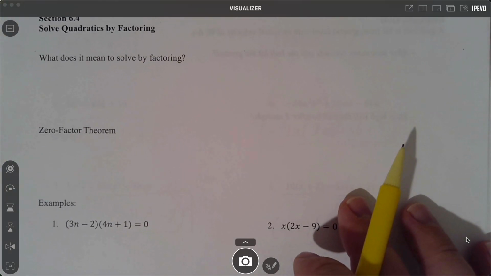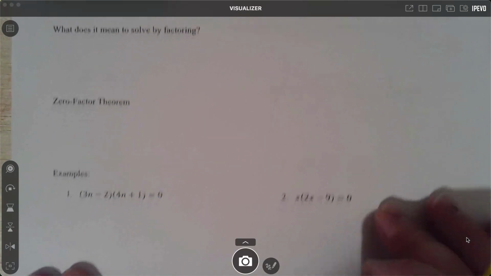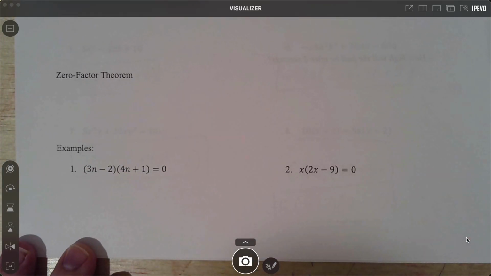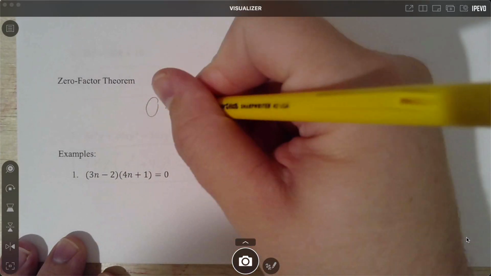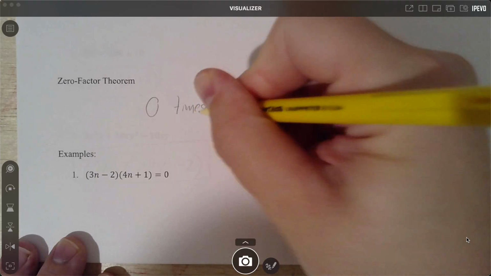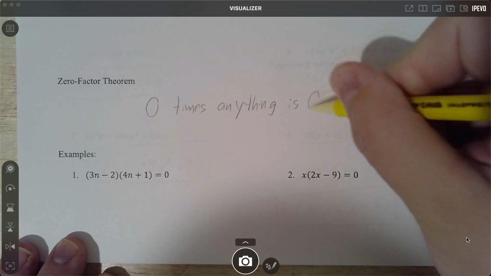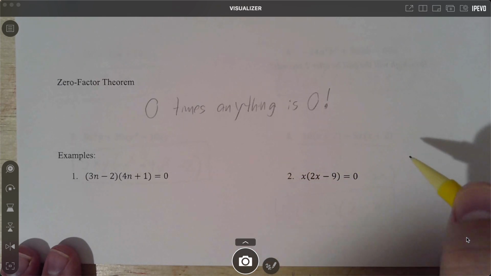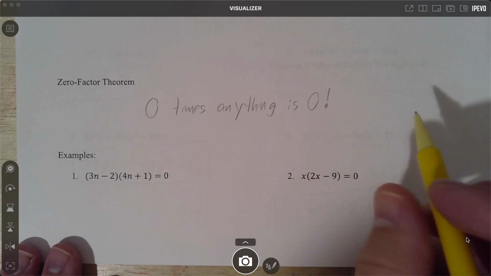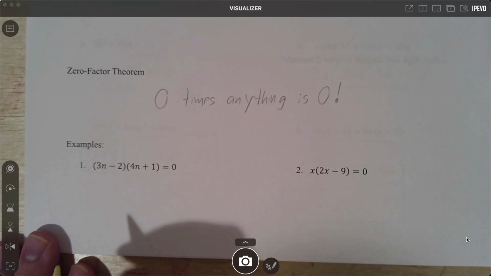Let's instead move on to why we've learned to factor. So let's summarize everything we've learned and see what the relevance is. And the answer is this: 0 times anything is 0. So really, that's the zero factor theorem. Now, there's more to it, and you could look at the book or just Google zero factor theorem and get a much better answer. But hopefully, we'll just be able to see it by example in these first 2.